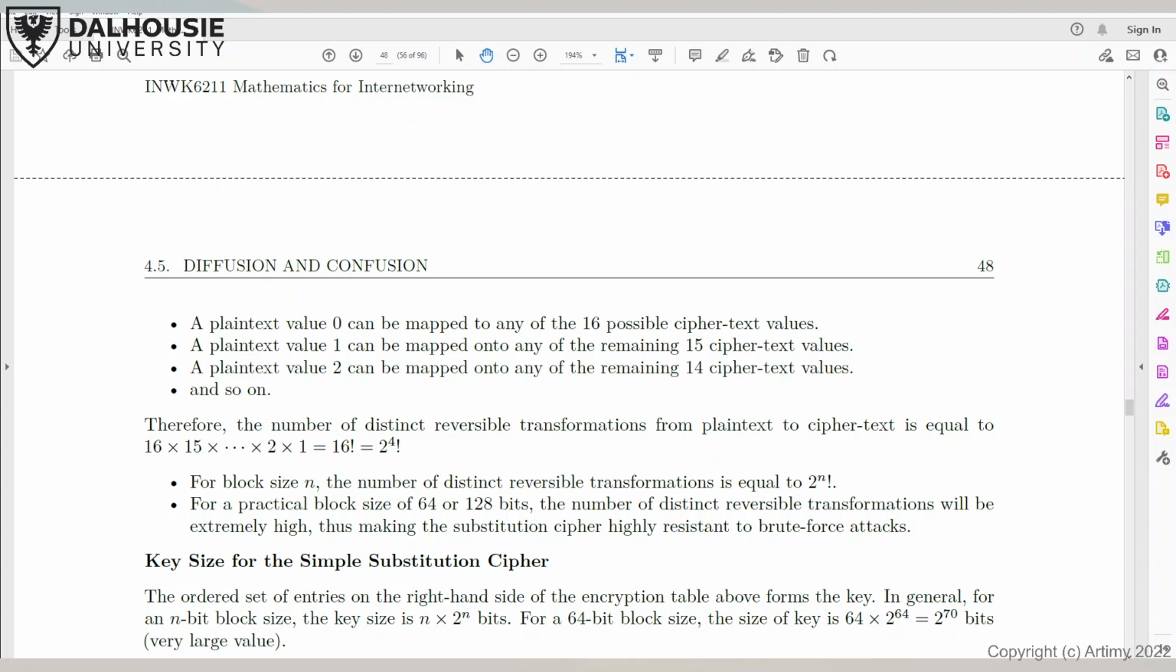Now, from what we learned about permutations and combinations earlier, if we take 0000 and convert it to another 4-bit combination, the first block can be converted to any of the 16 possible ways, but the second can be converted into only 15, and the third can be converted to only 14, because the first two were taken, right? So the total number of ways we can generate ciphertext from the 4 bits is 2 to the power 4 factorial.